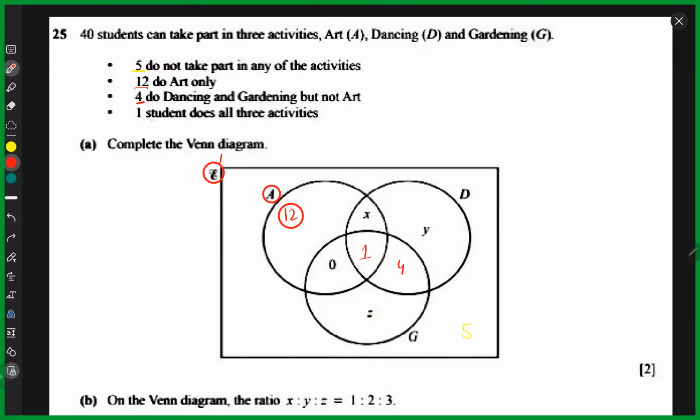Then 4 do dancing and gardening but not art. So dancing and gardening, common intersection for D and G where A is not there. So it was basically this one. This is the common intersection for dancing and gardening, and here I wrote 4. And then one student does all 3 activities. So this is basically the point where all 3 sets are intersecting: arts, dancing and gardening. That is why I wrote 1 here. Okay.